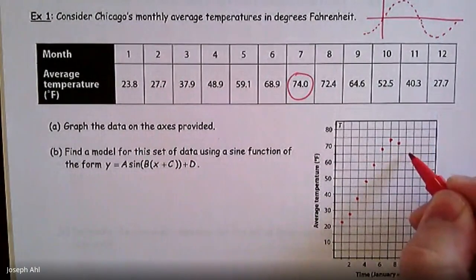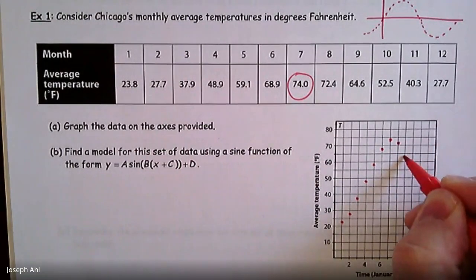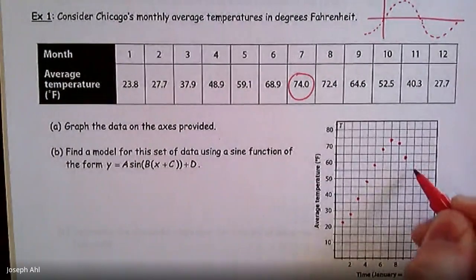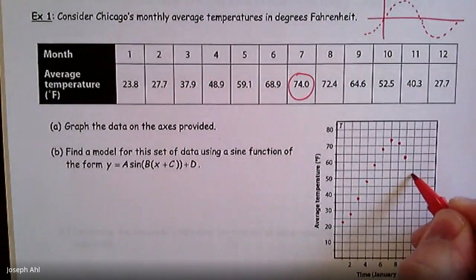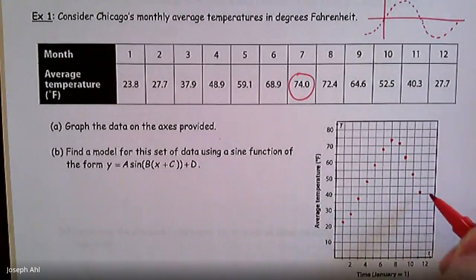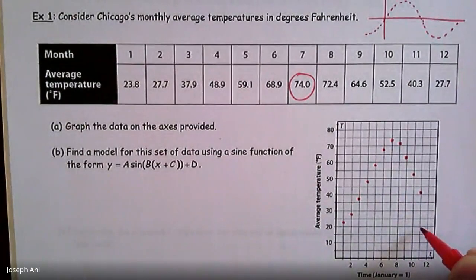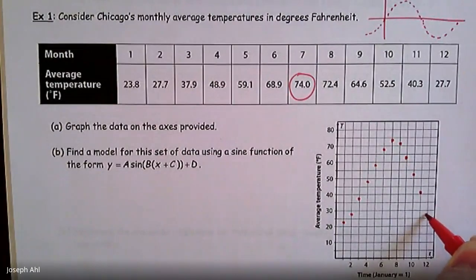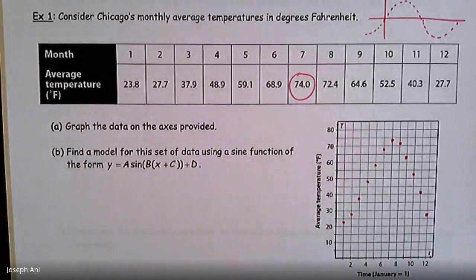And then 64.6, 52.5, 40.3, and the last one at 27.7. Okay, hopefully I did an okay job plotting those points.